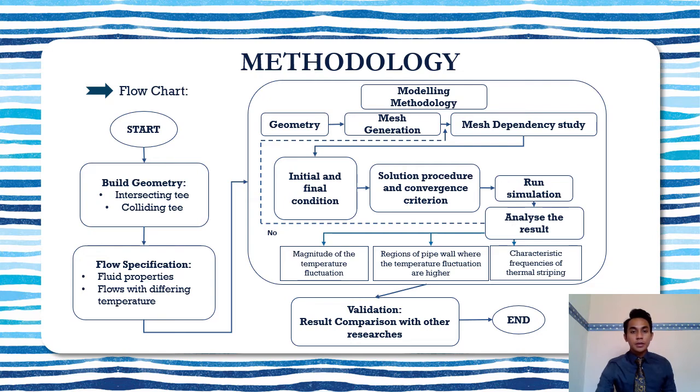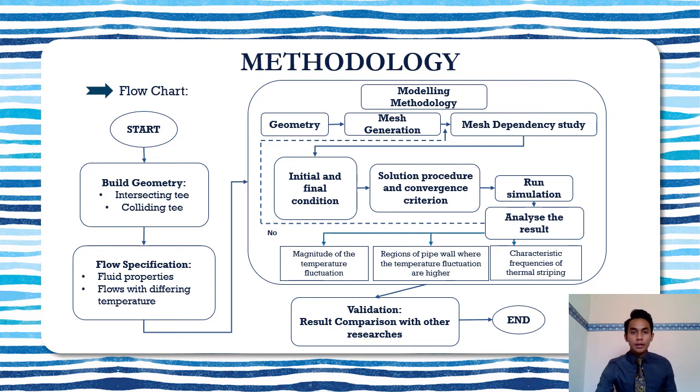Then we did mesh dependency study before we set initial and final condition, which is the type of inlet and outlet. So for the inlet, we use mass flow inlet, and for the outlet, we use pressure outlet. Then we are setting up the solution procedure and convergent criterion. The convergent criterion value is 1 times 10 power of negative 6, so that we can get more accurate iteration.